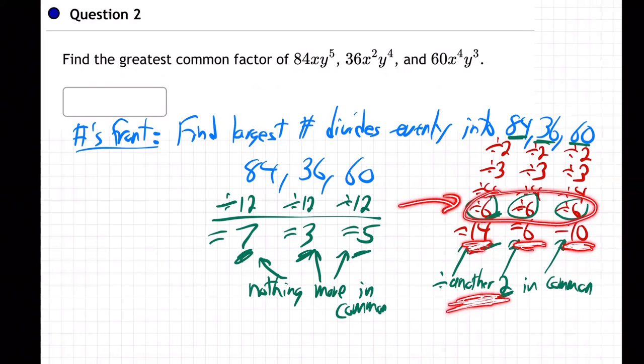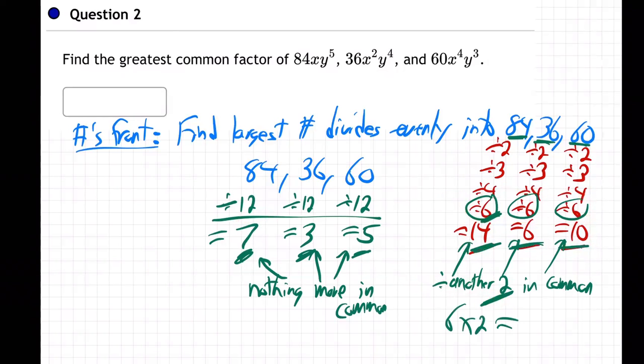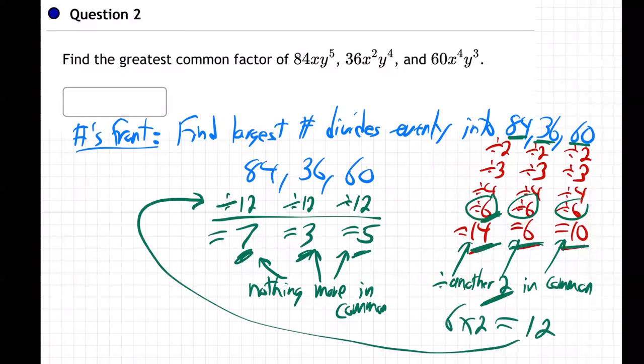So not only can I divide them by 6, that's the biggest number so far. After doing that, I can divide them by another 2. Well, what does it mean to divide by 6 and divide by 2? It means to divide by 12. That's where I got the 12. 6 times 2 is 12. And then I brought that 12 right up there. Does that make sense? I divided by 6 and I divided by 2.